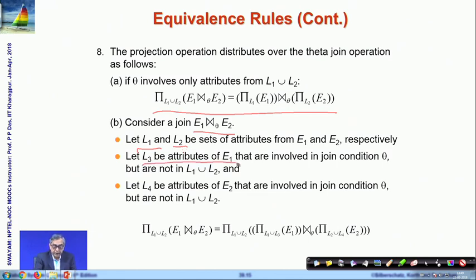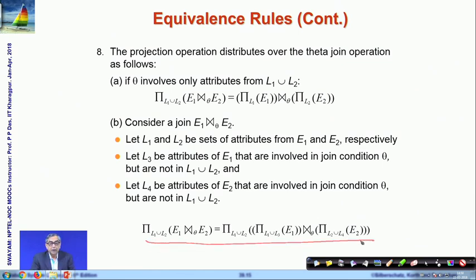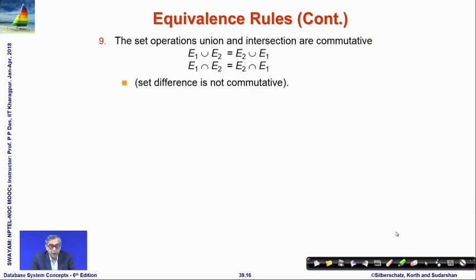Let L3 be the attributes of E1 that are involved in the join condition theta, and L4 the attributes of E2 involved in the join condition, but which are not part of L1 union L2. Then I should be able to distribute the projection in steps and make the results smaller. So, this is another possible transformation.